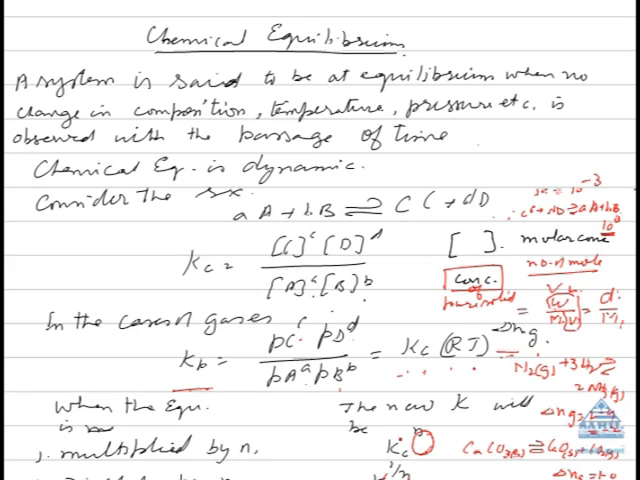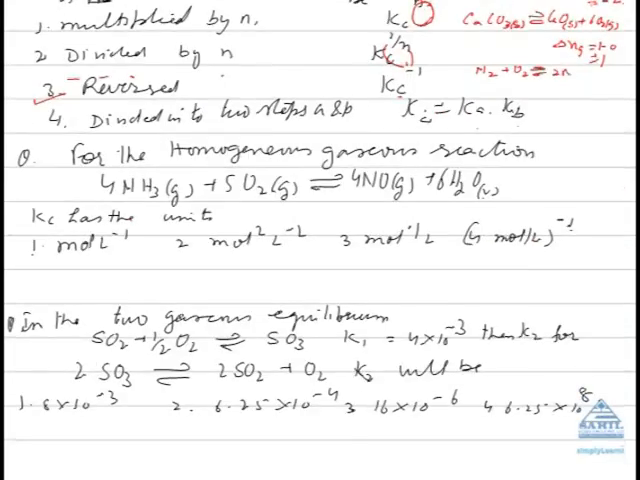In the same way, if the expression is obtained by adding two expressions, then the equilibrium constants are multiplied. For example, N2 plus half O2 gives 2NO. The equilibrium constant is K1. 2NO plus Br2 gives 2NOBr. The equilibrium constant is K2. Then the equilibrium constant for the reaction N2 plus O2 plus Br2 giving you 2NOBr will be equal to K1 into K2.